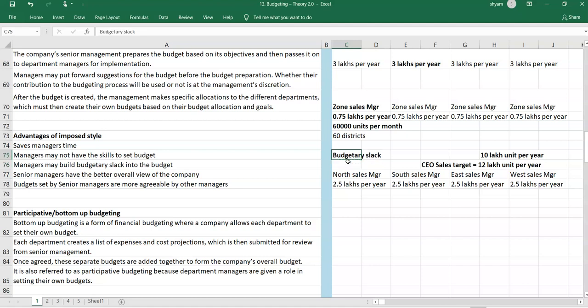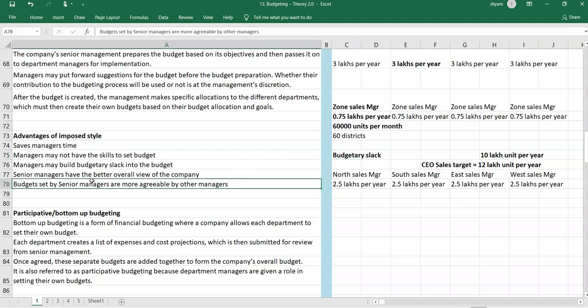This is called budgetary slack. Senior managers have the overall view of the company. The top managers usually have the bigger idea: who the competitors are, what the evolving technology is, who will get affected. They have a better view than the lower level managers, and budgets set by senior managers are more agreeable to other managers. Once a budget has been set by the senior managers, others just have to go and achieve it. These are the advantages here, but there are also quite a number of disadvantages.